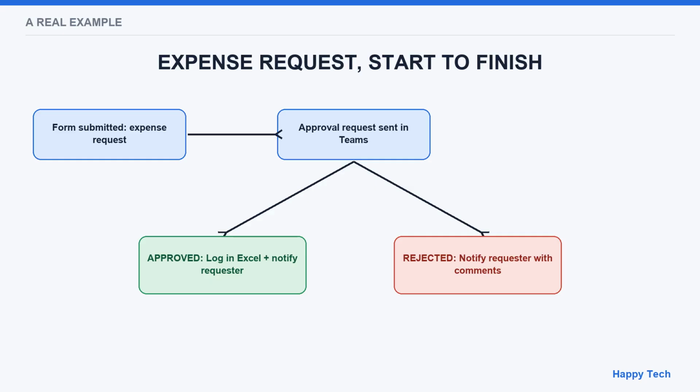Here's a simple real example. Someone submits an expense request through a Microsoft form. That triggers the flow, which sends an approval request to their manager in Teams. If the manager approves it, the flow logs the expense in Excel and notifies the requester it's approved. If they reject it, the flow skips the Excel step and sends a rejection message instead, with the manager's comments included. Same trigger, 2 clean outcomes, 0 manual follow-up.